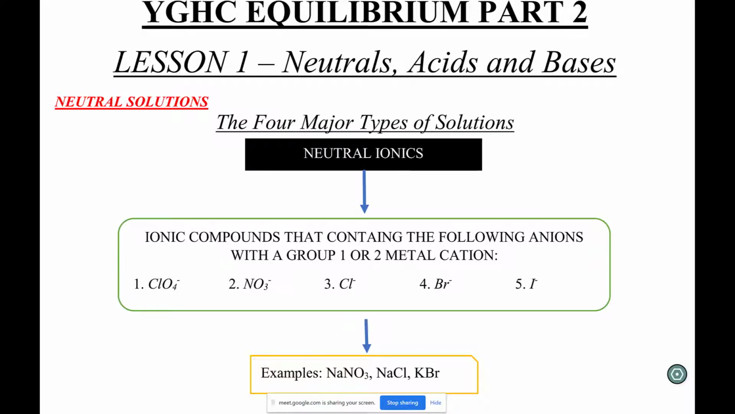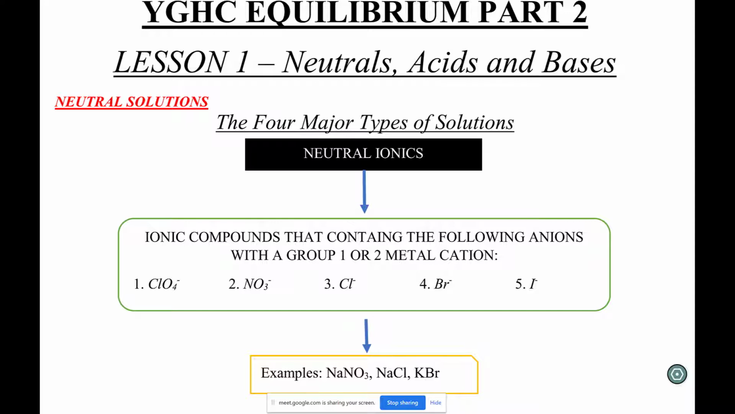In our next lesson, we are going to look at acids and bases, as well as neutral compounds, because we're going to start acid-base equilibrium. So the main focus of this lesson is really what is an acid, what is a base, what makes it strong, what makes it weak.